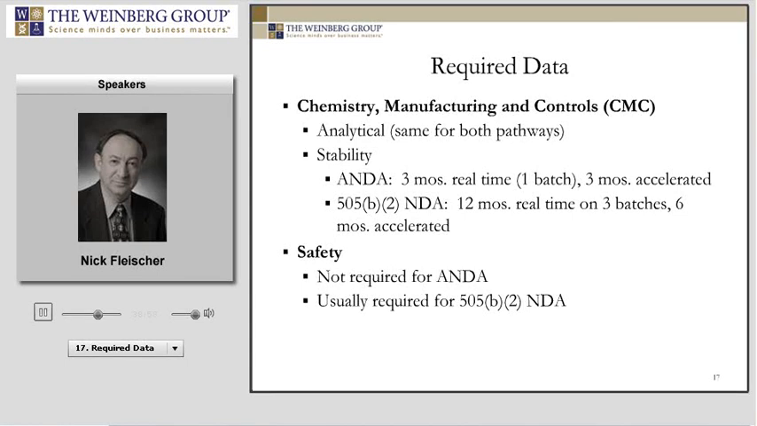Now, at the present time, there is a difference in the stability requirements between an ANDA and a 505(b)(2) NDA. At the present time, an ANDA submits their application with 3 months of real-time data on one batch and 3 months of accelerated data, and for that, they can get a 2-year expiration date. As we heard recently at a meeting, the FDA is about to change that, which I'm sure the generic companies are not going to be very happy with, but they are going to bring that more into line with what the NDA requirements are, which I've stated below, which is 12 months of real time on 3 batches with 6 months of accelerated data.